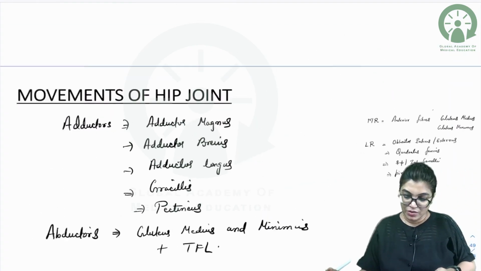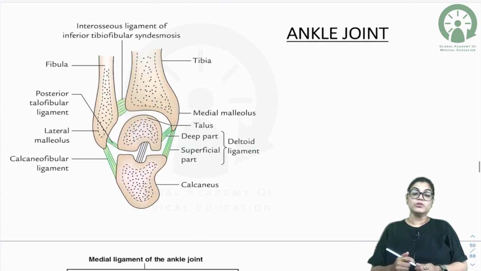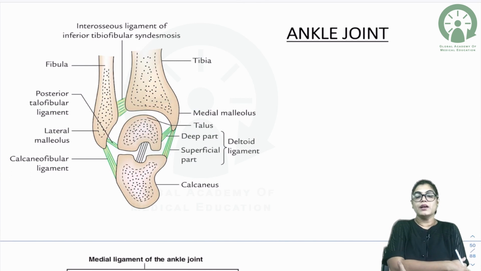So done with this. Now the next joint which I want everybody to understand is the ankle joint. Why am I stressing so much on the joints? Because this is very important not only for your anatomy but also for your ortho questions. So, the ankle joint is a hinge joint and it's a very strong joint.